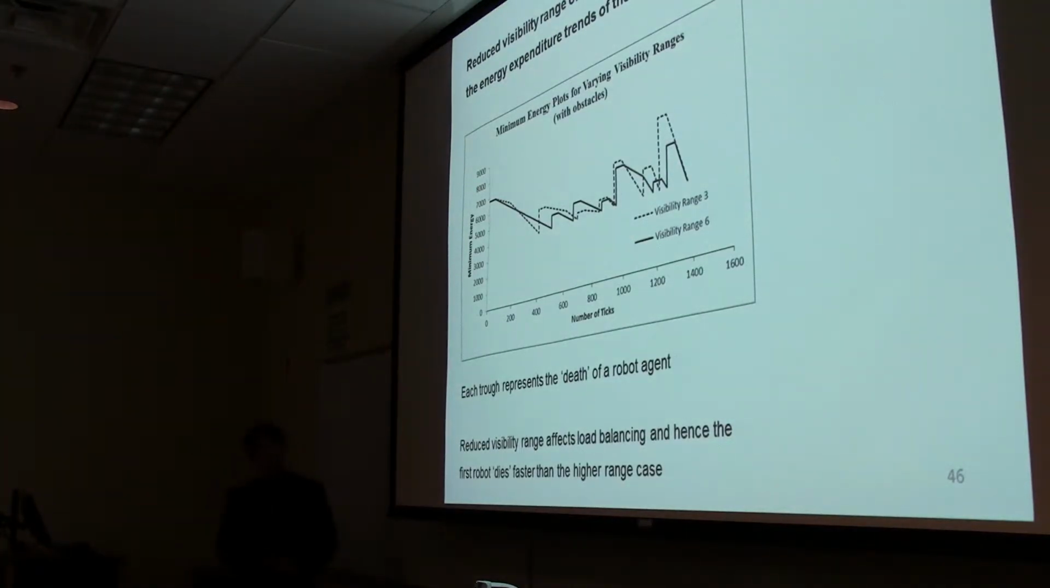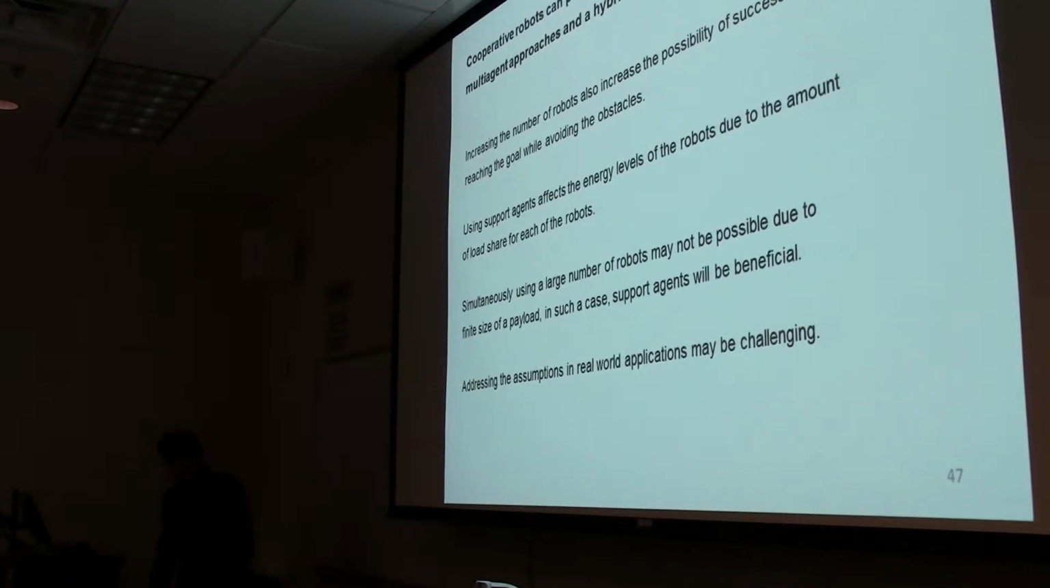So this is the energy curve, for the case where the visibility range of each of the robots is changed. For visibility range 3, which is the dotted line, the first robot dies earlier because they have problems in load balancing in the beginning. If there is too high a load on one robot, it runs out of power faster compared to the other robots.